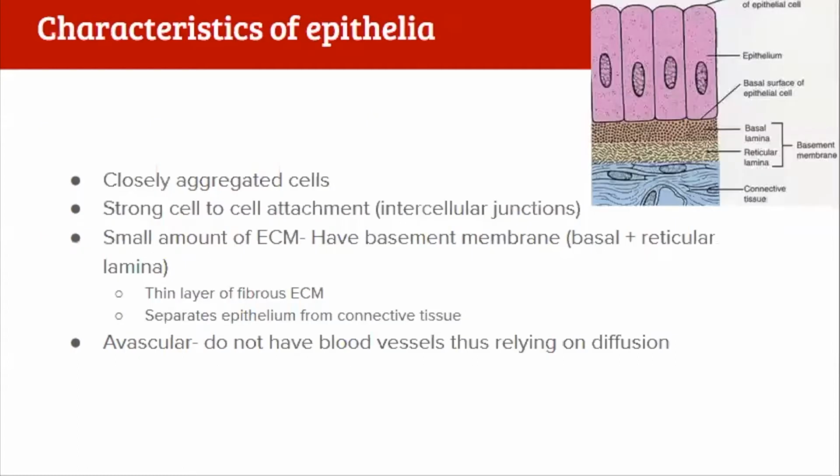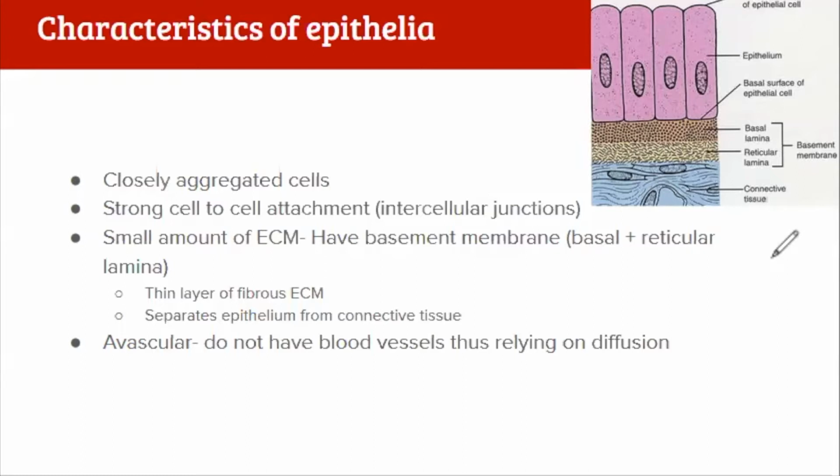Overall though, epithelia have closely aggregated cells. They have really strong junctions, those connections between their cells, and all have a little bit of basement membrane or extracellular matrix, which can either be basal or reticular lamina. Those are just some terms you'll hear. And it's a thin layer of fibrous ECM, and it's what separates the epithelium from underlying connective tissue. As you can see in this diagram right here, you've got the basal and reticular lamina, epithelium, and you've got the connective tissue underneath that separates the two.